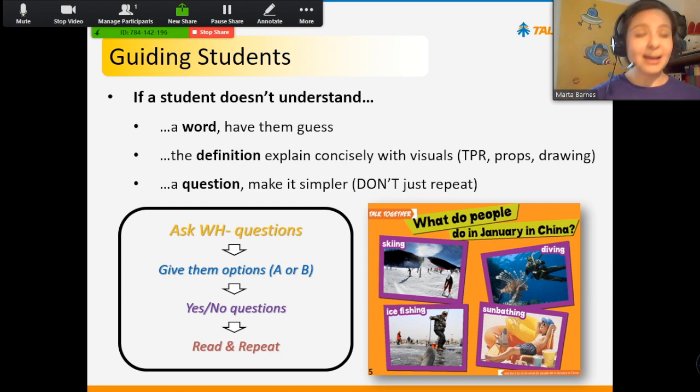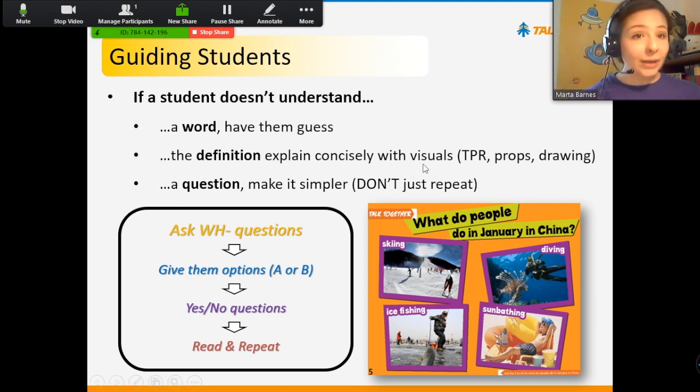Don't just repeat. Unless something happened as you were asking the question and, like, I don't know, a bomb dropped, the dog started barking and they didn't hear you, don't just repeat, really. So begin with a WH question. What, who, why, where. Second, give them options. If they still don't understand options, give them a yes-no question. If they still don't understand the yes-no question, get them to read and repeat after you.